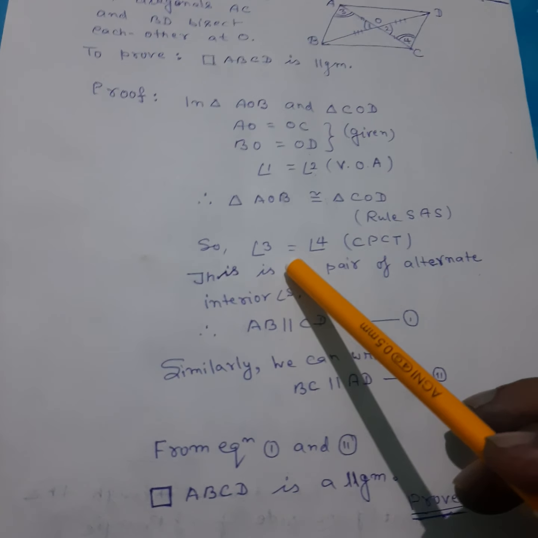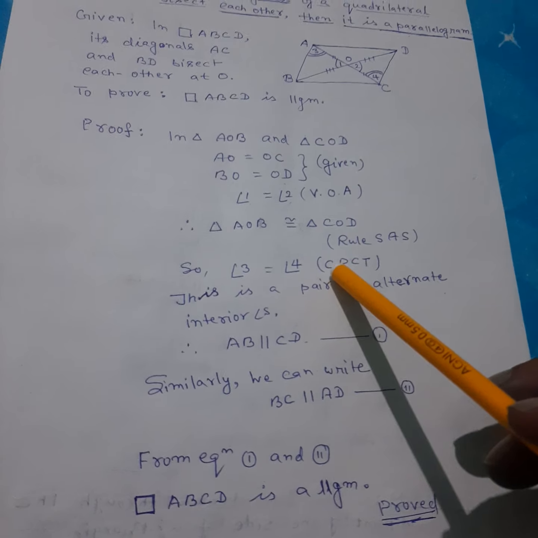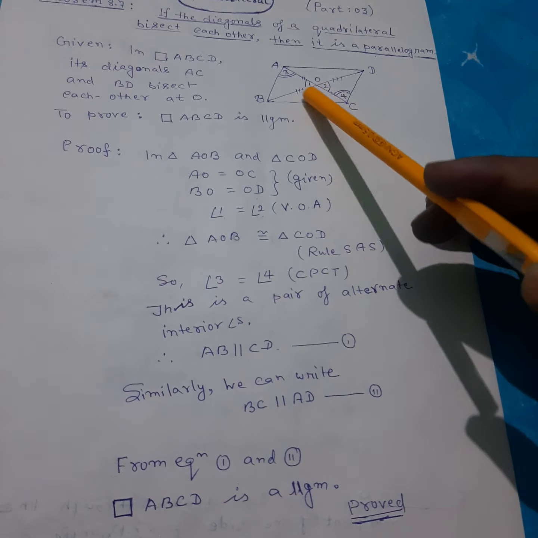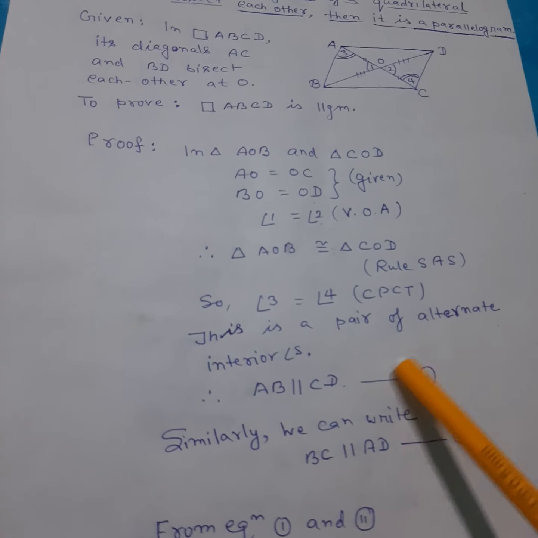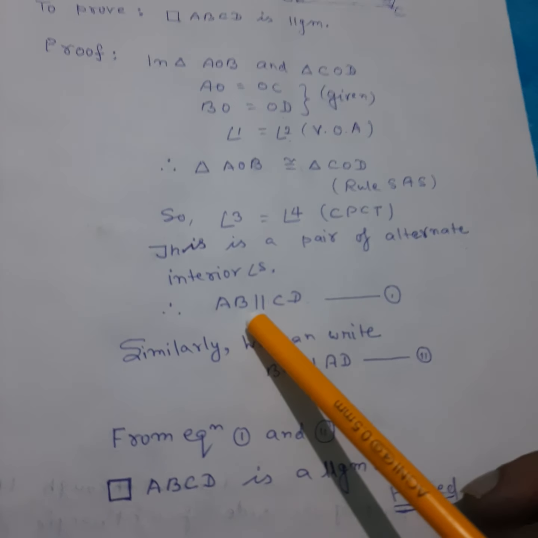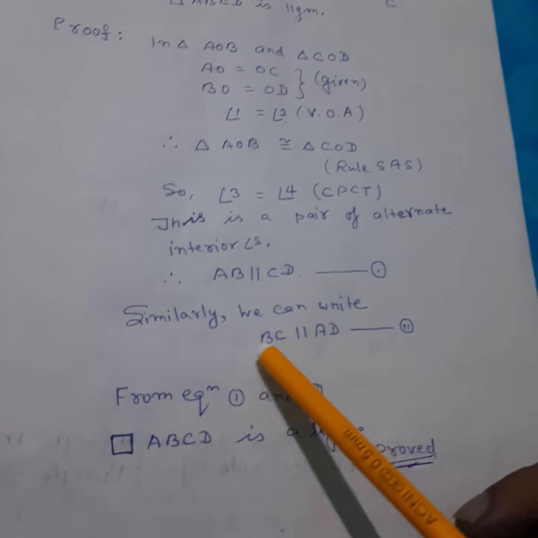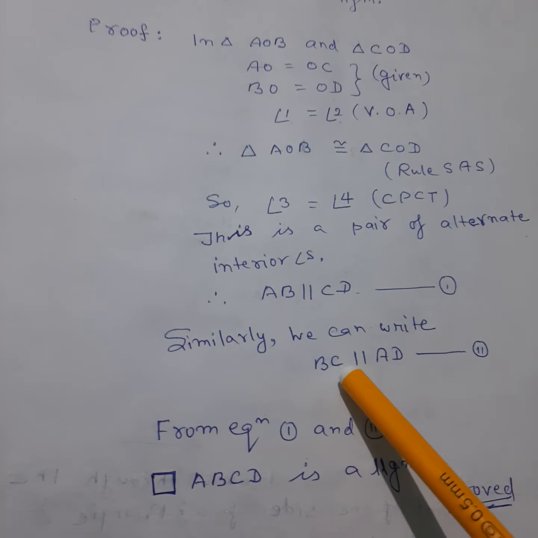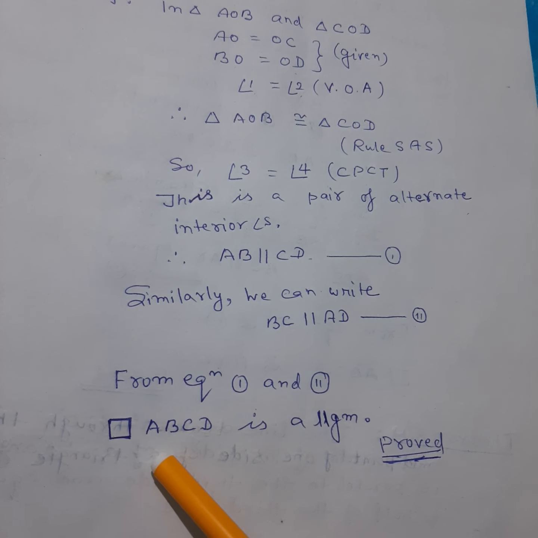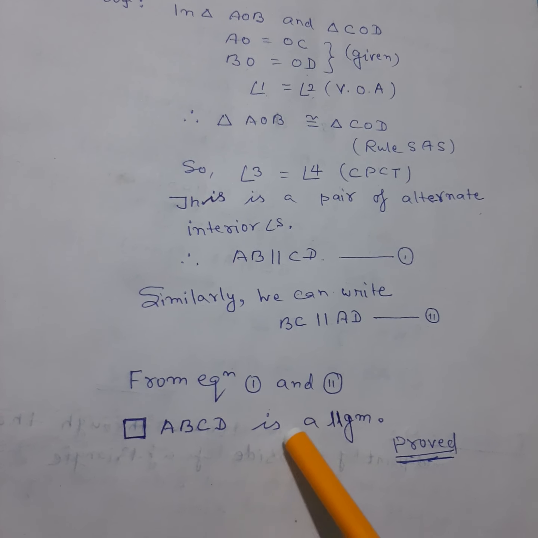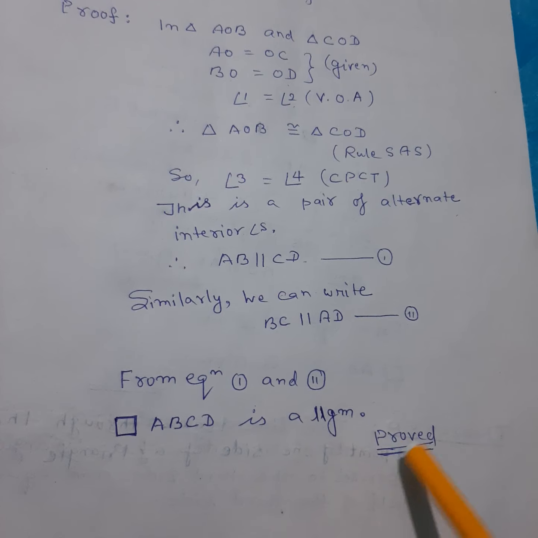From CPCT, angle 3 equals angle 4. From the figure, as you observe, 3 and 4 are alternate interior angles. Therefore, AB is parallel to CD. Similarly, we can write BC parallel to AD. From equations 1 and 2, we observe in quadrilateral ABCD, opposite sides are parallel, so it is a parallelogram.